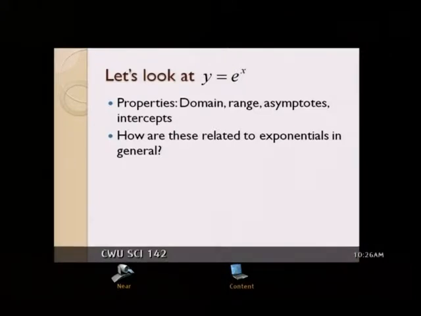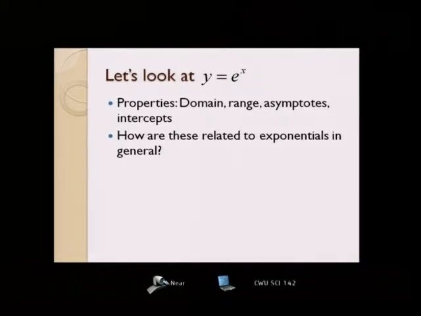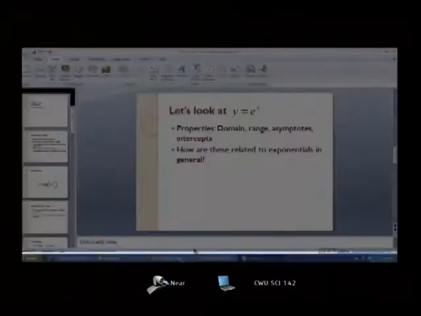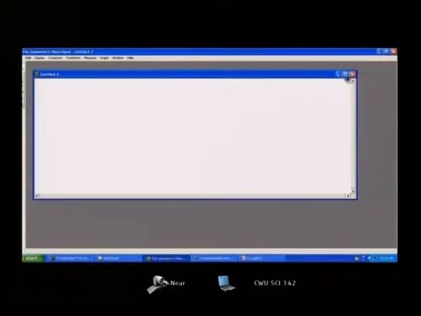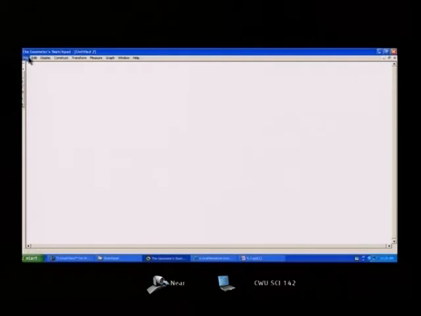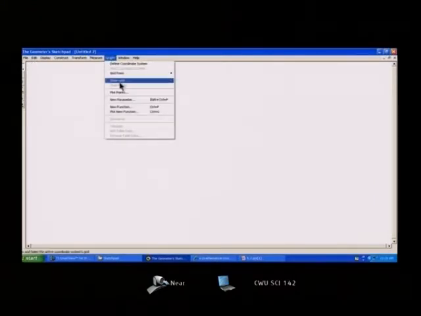Let's take a look at the graph of y equals e to the x. Let's again look for those same things we've been looking for throughout this book: domain, range, asymptotes, intercepts. And then let's talk about how it's related to what we talked about yesterday. So let's go to the grapher. In this case, I'm going to use Geometry Sketchpad. If you have a graphing calculator, feel free to use the same thing.